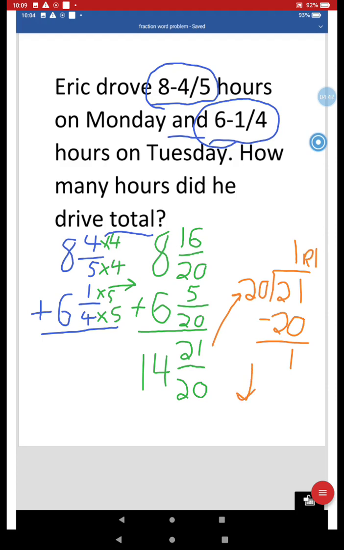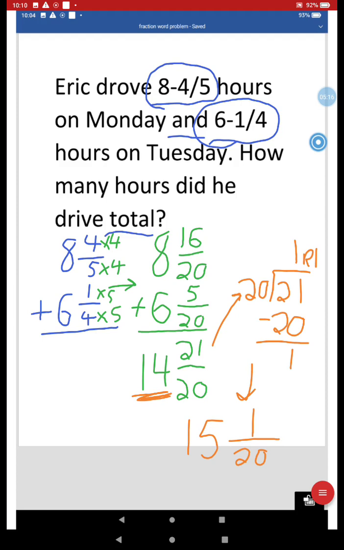So let's write it down here. And don't forget about the 14. I need to add that to the 1, which was my quotient. 1 plus 14 is 15. 15 and 1/20. Hey, that looks simplified to me. But we're not done yet because I need to find a label. So let's go back and find our label.